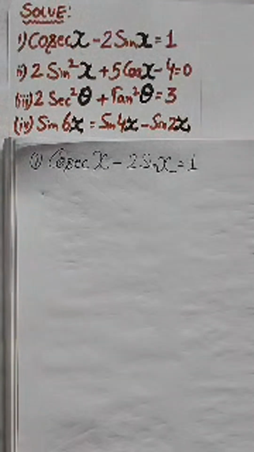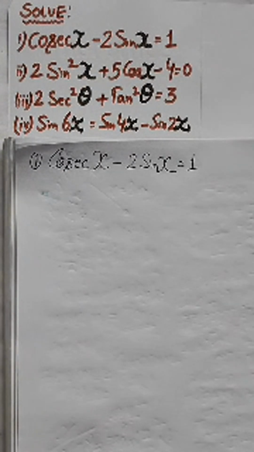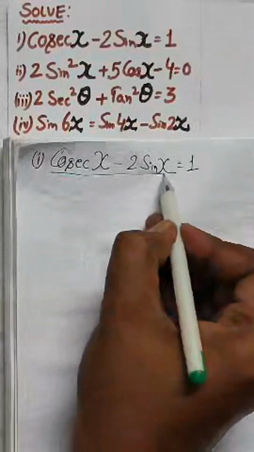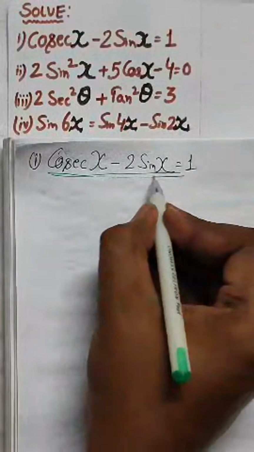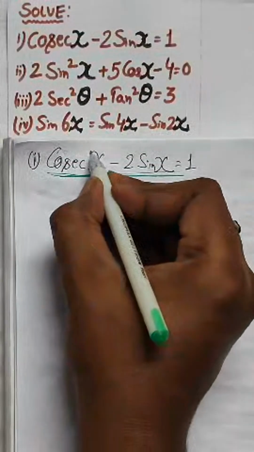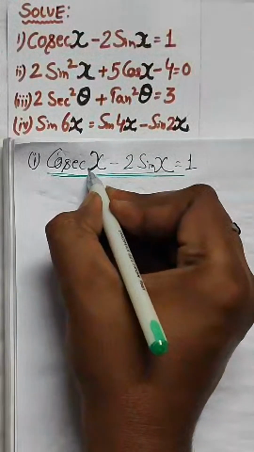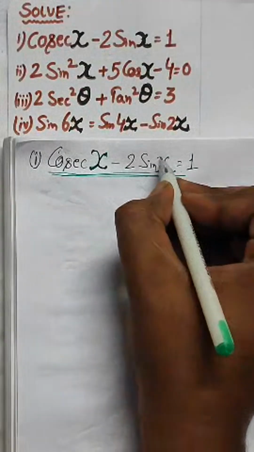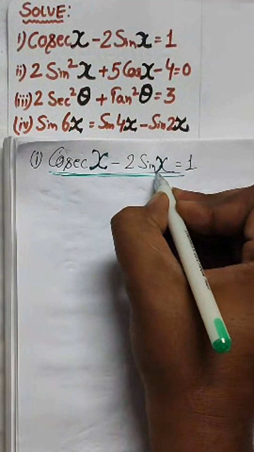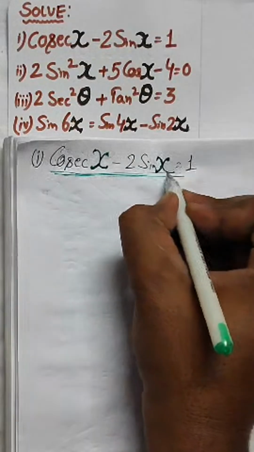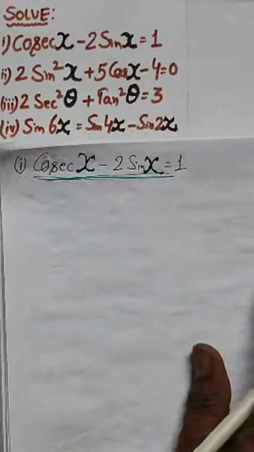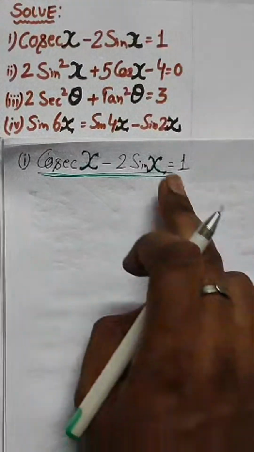Now to solve this, you can see it's a simple equation. To solve this means to find the value of the variable. So here the variable is x. We need to find the value of x which satisfies the given equation, cosec x minus 2 sin x equal to 1, right?